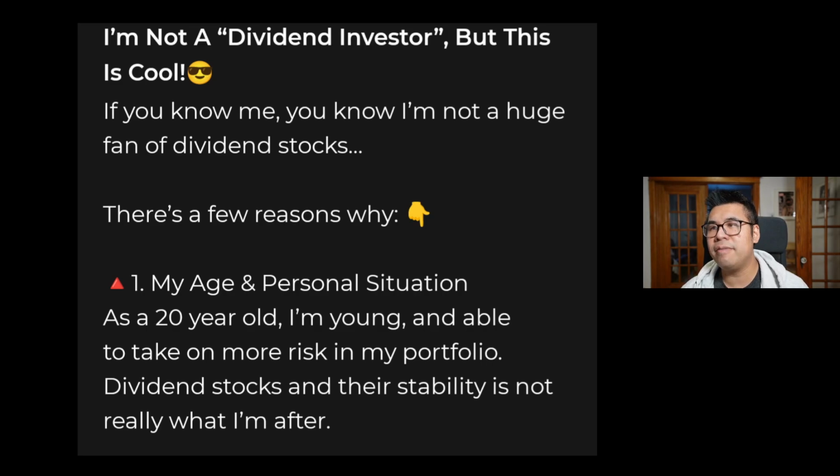I'm not a dividend investor, but this is cool. If you know me, you know I'm not a huge fan of dividend stocks. There's a few reasons why. My age and personal situation. As a 20-year-old, I'm young and able to take on more risk in my portfolio. Dividend stocks and their stability is not really what I'm after. So now this person is saying dividend stocks are more stable so that you shouldn't have them when you're young. An opposite view of the first post that we looked at.